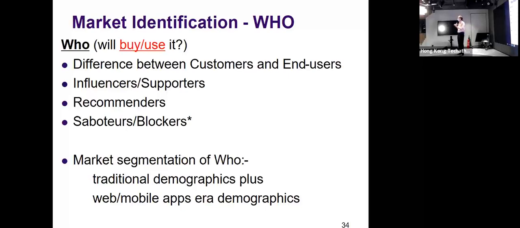Because they didn't analyze or consider the who. Who will buy and who will use it? Now, there's a difference between a customer and an end user. Other than the customer and end user, think about the supporters and the influencers, the recommenders, and the blockers or the sandwich ones. The sandwich ones even have a worse impact on your product than a blocker. A blocker just blocks. A sandwich will do something to harm your product.